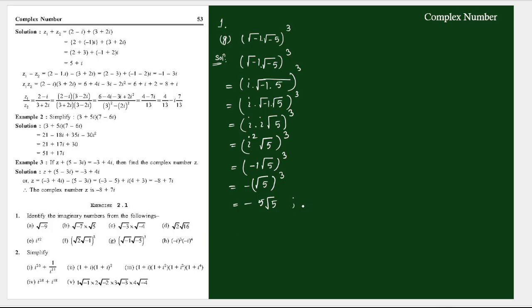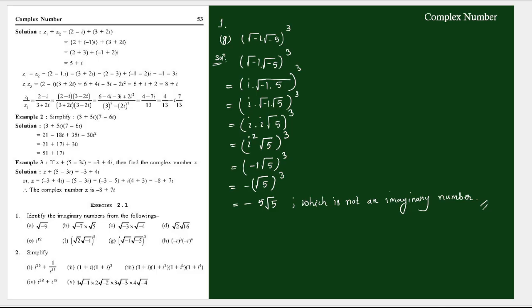So here you can write down, which is not an imaginary number. If it is an imaginary number, then you can write down which is an imaginary number like this.